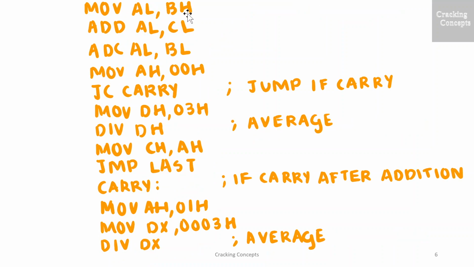Then we copy the first number, which is in BH, to AL, add it to CL, whose results will be available in AL. Then we have the third number in BL. This is added to the sum in AL using the instruction ADC. Now, ADC will also include the carry flag if it was set in the previous addition along with the summation in the current step. Then we clear the register AH.